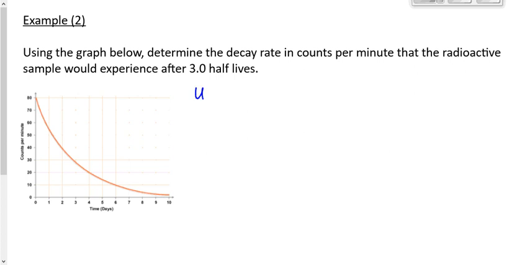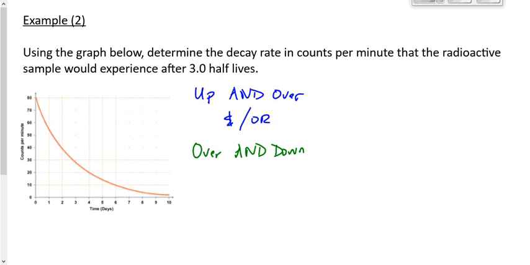up and over, or over and down. So you've got to go up and over on the graph, or you might need to go over and down on the graph, or you might need to go up and over and down on the graph. Let's take a look at this example to illustrate this.